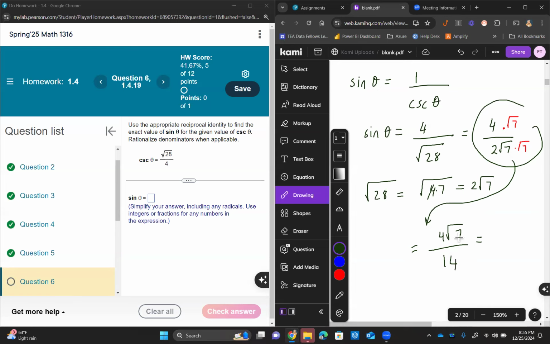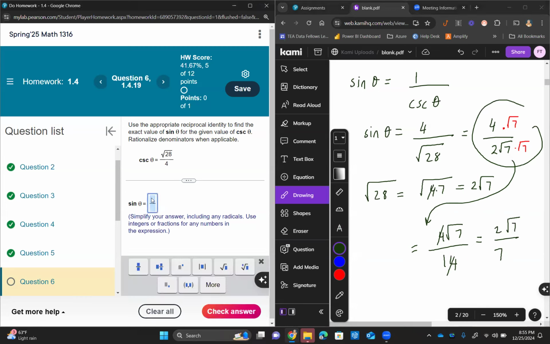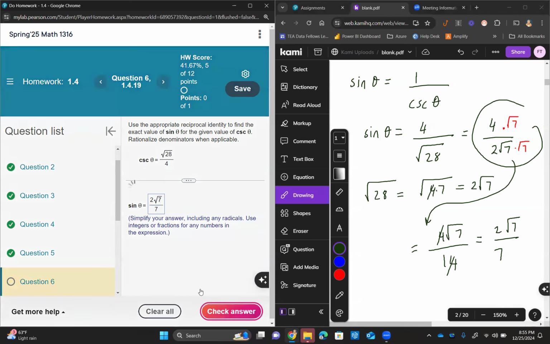This answer will still not be accepted by the software since we have to simplify. 4 and 14, I can divide both of them by 2, and I can make them 2 over 7, and radical 7 stays as it is. So here, we will need a division sign. At the top, I need to write 2 radical 7, and at the bottom, I need to type my 7 and check my answer.